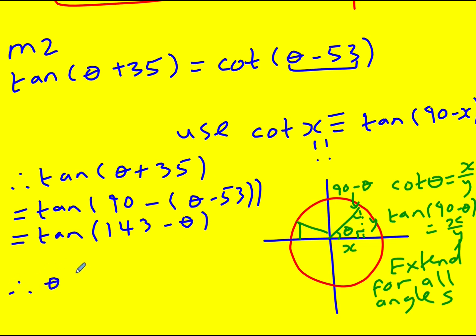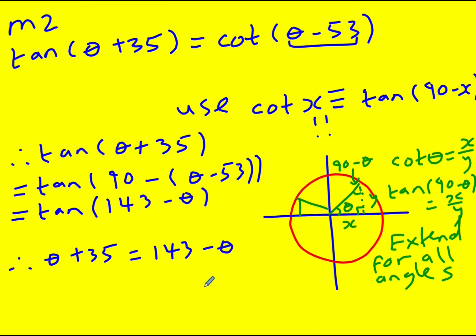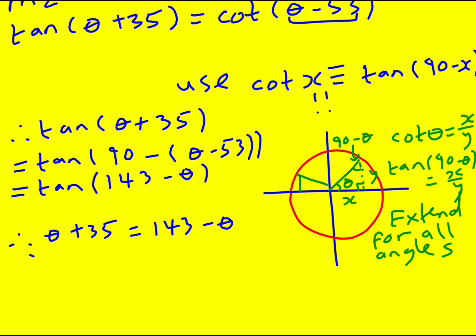And therefore, theta plus 35 will equal 143 minus theta. It must do if these two tans are equal. There could be other solutions as well, but I'm just going to get this one to start with. So I'm going to get that 2 theta is equal to 178. No, sorry, I should have subtracted. What am I doing? I've added theta to both sides, and then I need to do 143 minus 35, apologies, so that should be 108, from which we get theta is 54 as before.